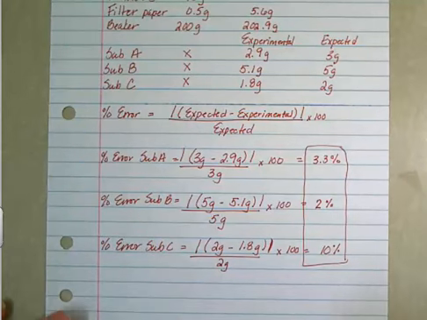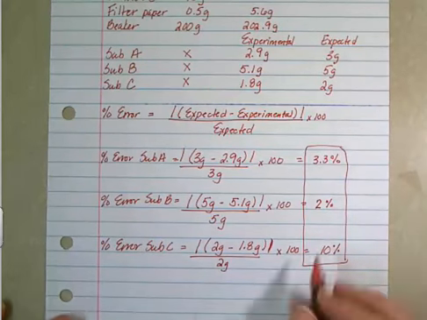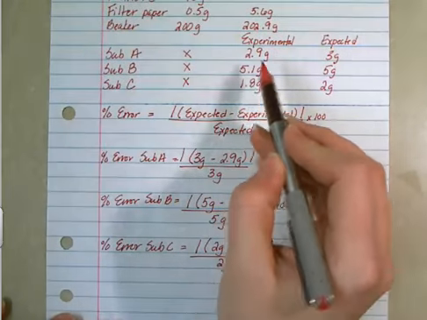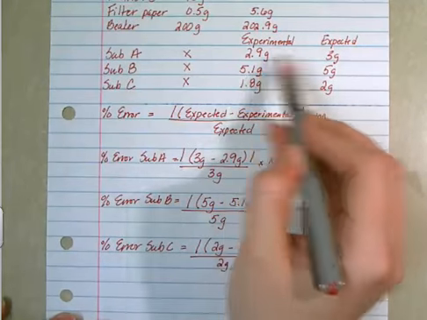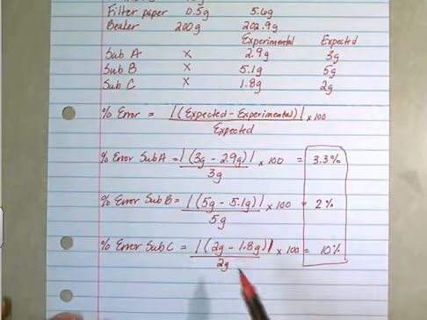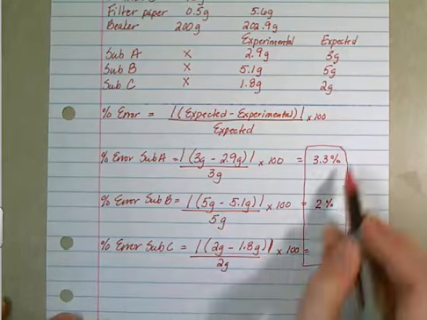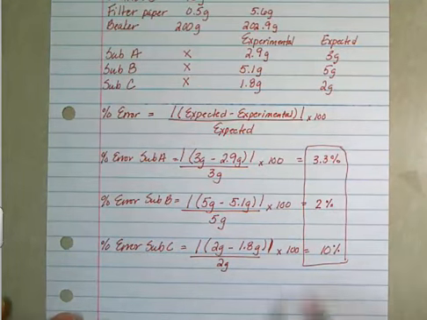Now, as part of your conclusion, you need to decide why our numbers were off. This number was a little low, or this number was a little high, and this number was a little low. So what could have happened during your procedure that would have caused the percent error, these differences in how much you recovered based on how much you were expected to recover?